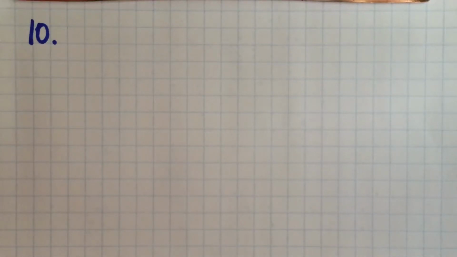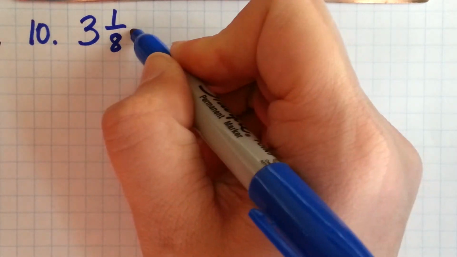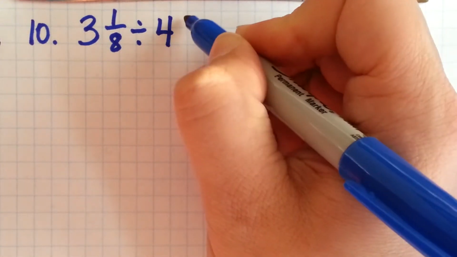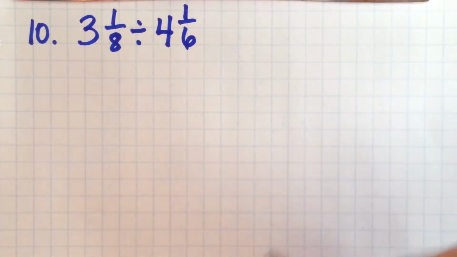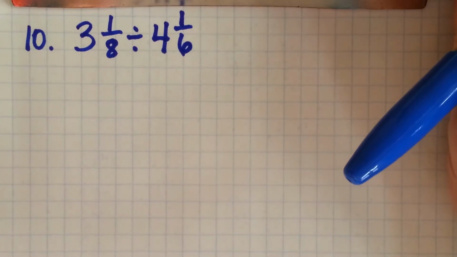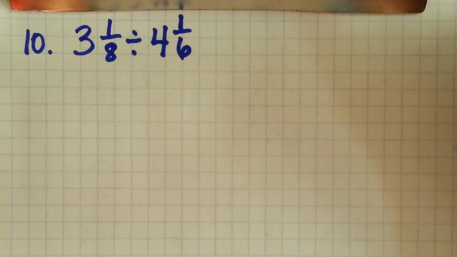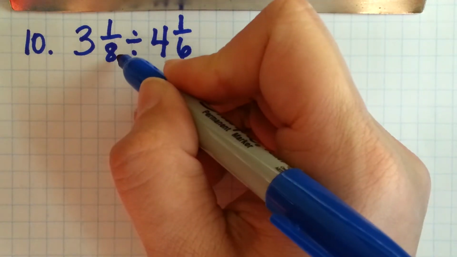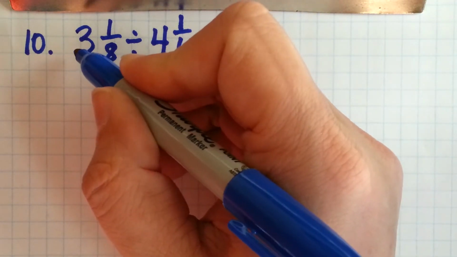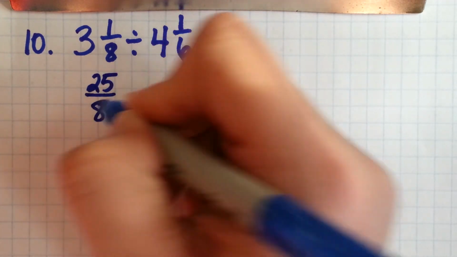For this part of the video, we'll start with number 10. Number 10's problem was 3 1/8 divided by 4 1/6. First, we can't mess with these numbers as mixed numbers, so we want to make them improper fractions. Most of you guys do that by thinking about popcorn. You do 8 times 3, which is 24, plus 1, which is 25, over 8.